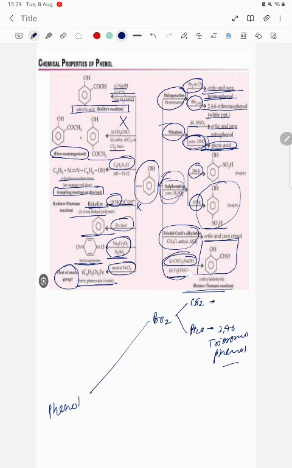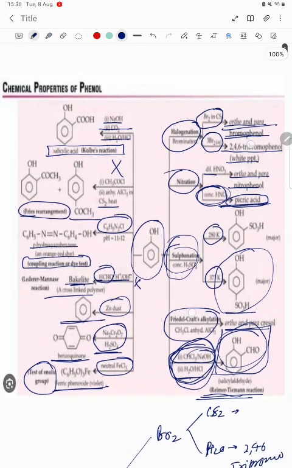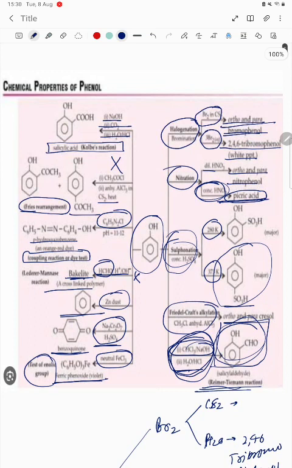And if you are treating with chloroform, NaOH and acidification, it will give salicylaldehyde. The reaction is called Reimer-Tiemann reaction, right? If you are treating with NaOH and CO2, it will give salicylic acid. The reaction is called Kolbe reaction. Acid chloride in the presence of anhydrous AlCl3 will give para hydroxy acetophenone, that is called Fries rearrangement.